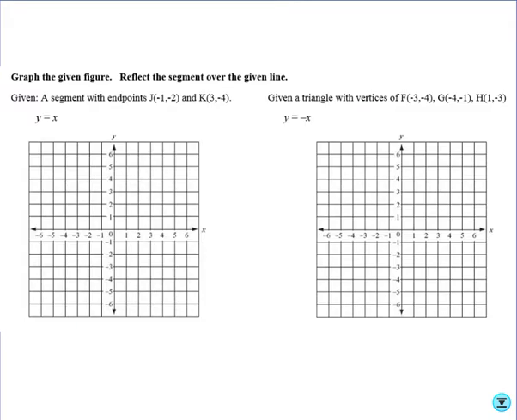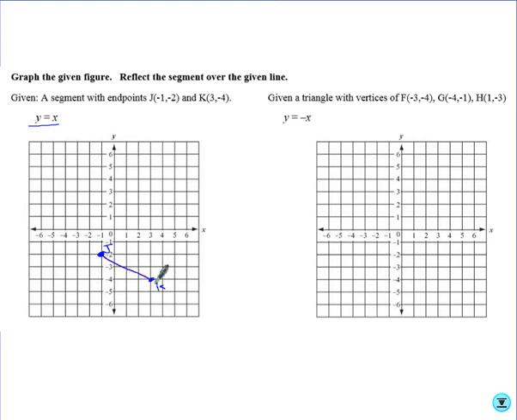What about if we don't have a horizontal line or a vertical line? What if instead we had to reflect something over the line y equals x? So we're going to reflect a segment here where J is at -1, -2. I'll plot that point, J. K is at 3, -4: 1, 2, 3, 1, 2, 3, 4.